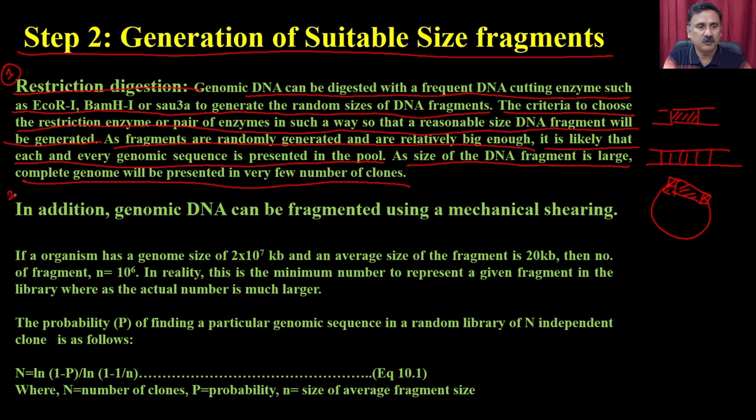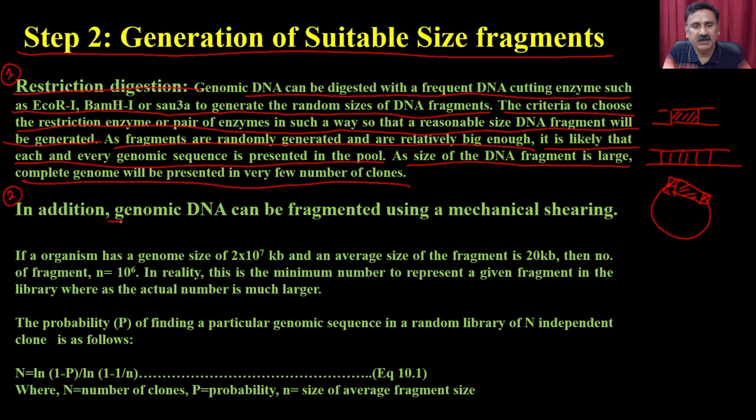In step number two, you can also do mechanical shearing. What you can do is just vortex the genomic DNA, and when you vortex it, it is going to break the genomic DNA into multiple fragments. So genomic DNA can be fragmented using mechanical shearing, but the restriction digestion method is more popular and more precise because here you are using an enzyme. Enzyme mediated events are going to be more regular and more controlled.